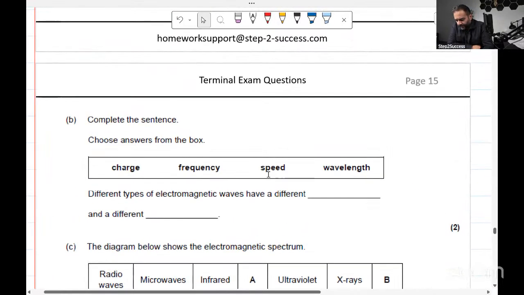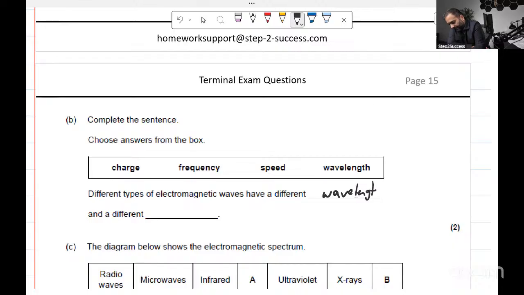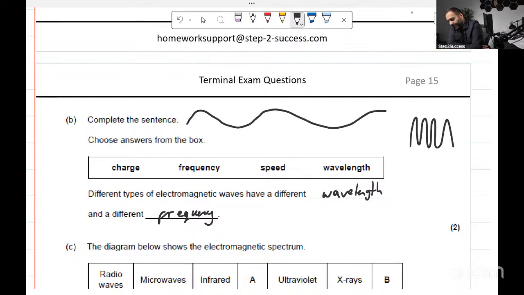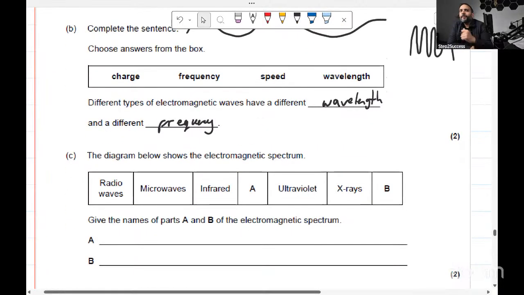Different types of electromagnetic waves have different wavelengths, and because they have a different wavelength, they have a different frequency. The thing that's the same about electromagnetic waves is they all travel at the same speed, but their wavelengths differ. Radio waves, for example, are really far apart like that. Gamma are really close together like that. Give the names of this. You should learn this electromagnetic spectrum as best you can.